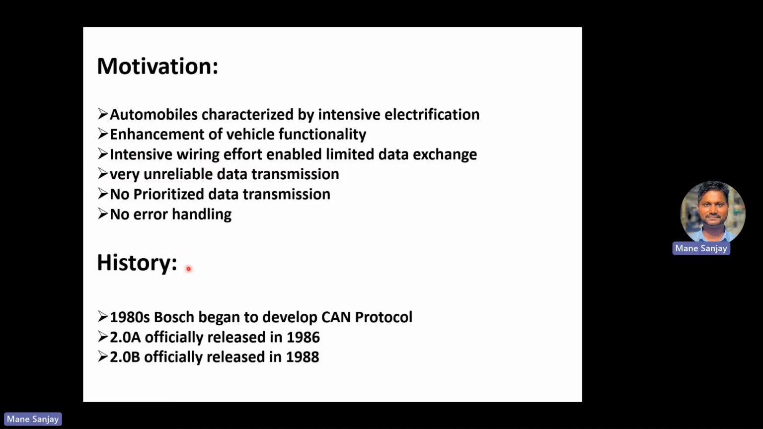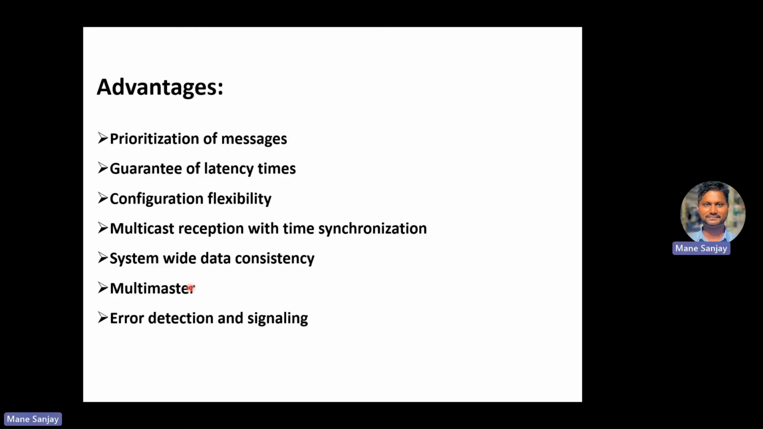And this is the history. Bosch started developing this CAN protocol in 1980. They officially released the first version 2.0A in 1986, and they officially released 2.0B in 1988. J1939 was introduced in 1993, and CAN is widely adopted now, and most of the vehicles, especially the European vehicles, use this CAN protocol. So these are the advantages if we compare the conventional networking and the CAN protocol based networking.